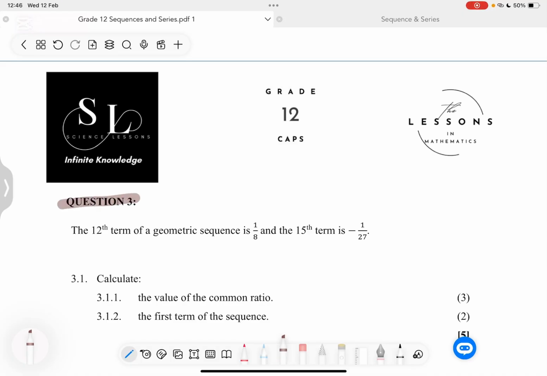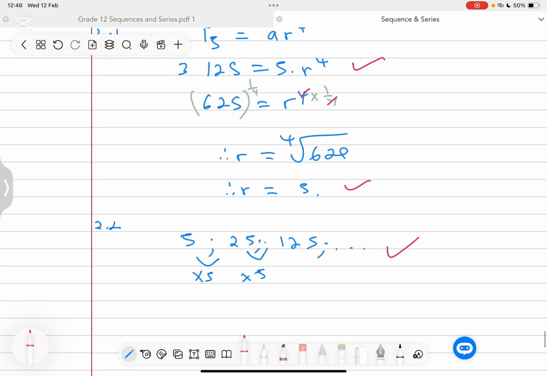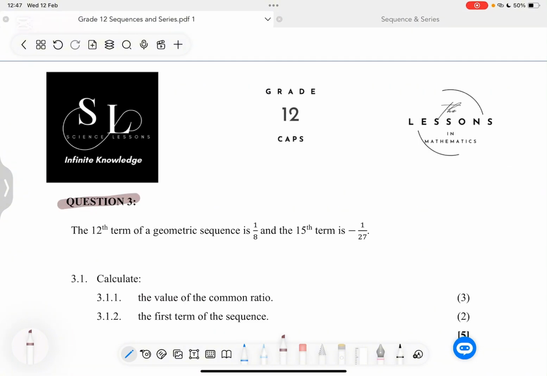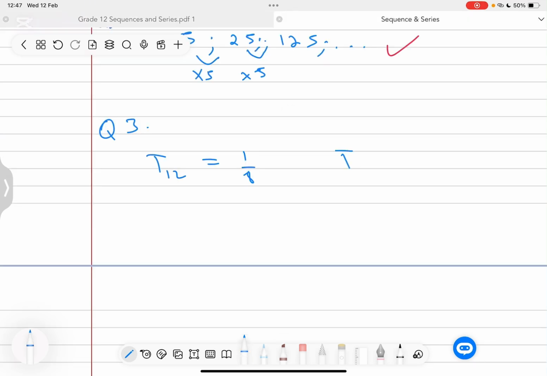Question 3 says that the 12th term of a geometric sequence is 1 over 8. We're saying T12 is equal to 1 over 8. And the 15th term is actually negative 1 over 27. T15 is equal to negative 1 over 27.